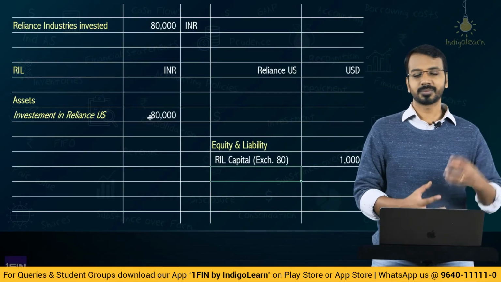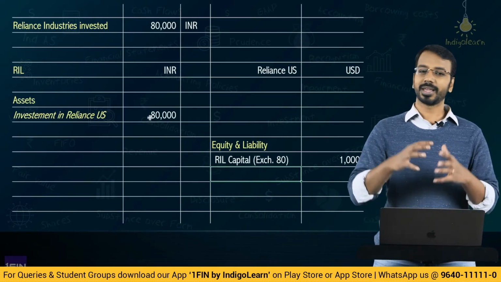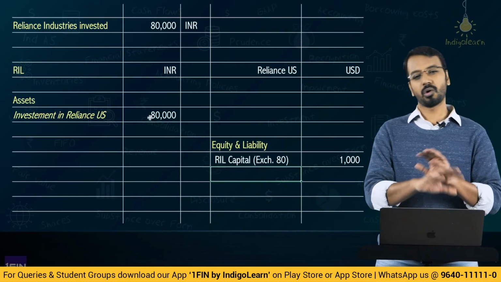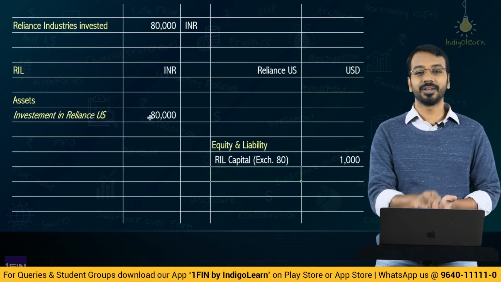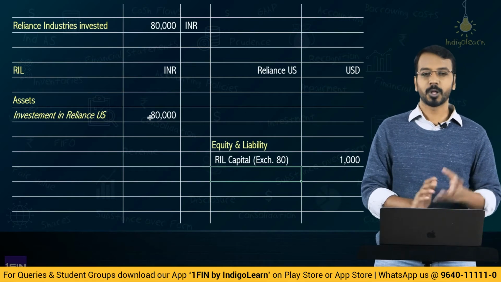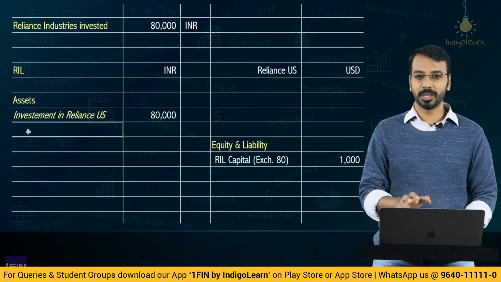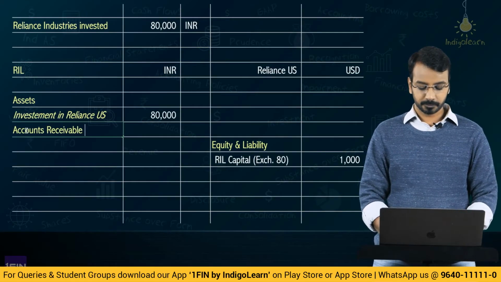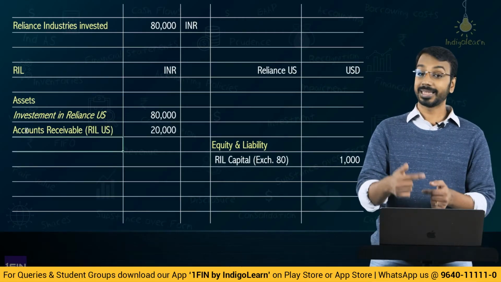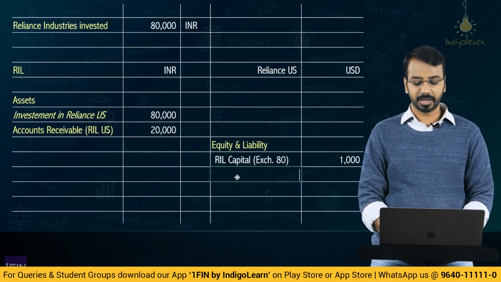Now, what also happens is Reliance Industries sells goods to the Reliance US branch. Reliance US also purchases from outside. All of the transactions happen. Now, in the course of sale and purchase, Reliance Industries gives credit to Reliance US. So, say for example, at the end of the reporting period, the amount outstanding from Reliance US is say 20,000. Now, at the end of the period, you will also have your accounts payable.